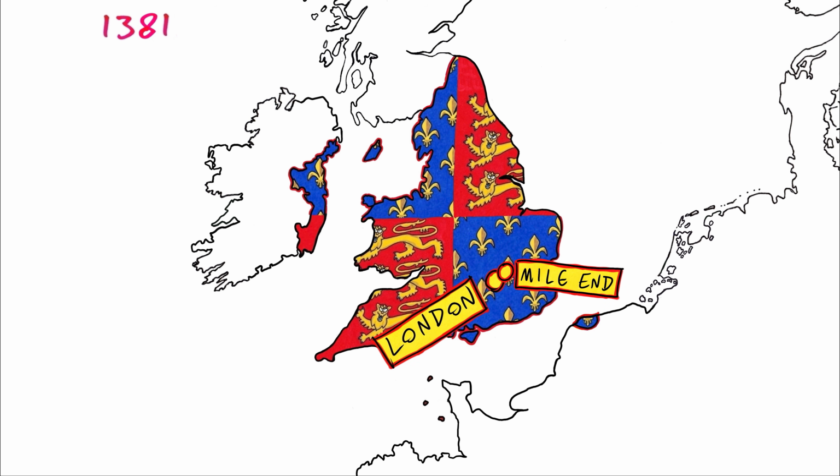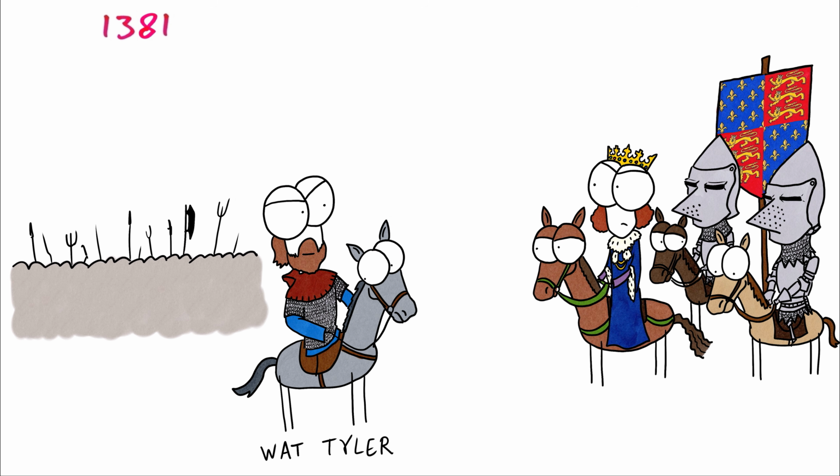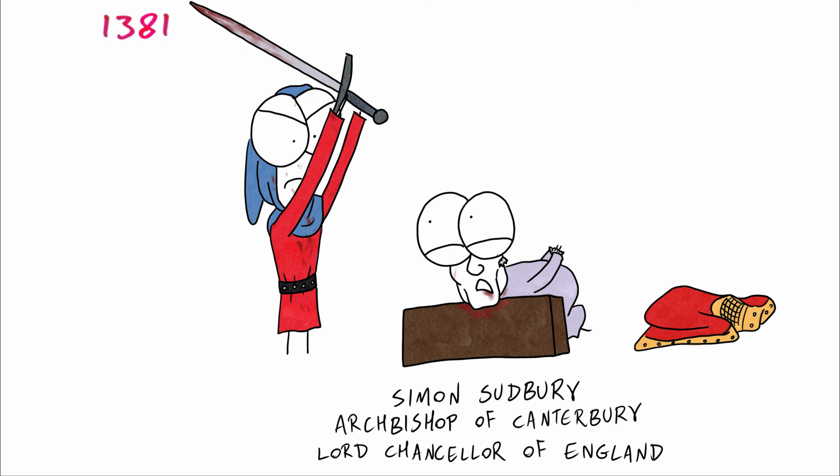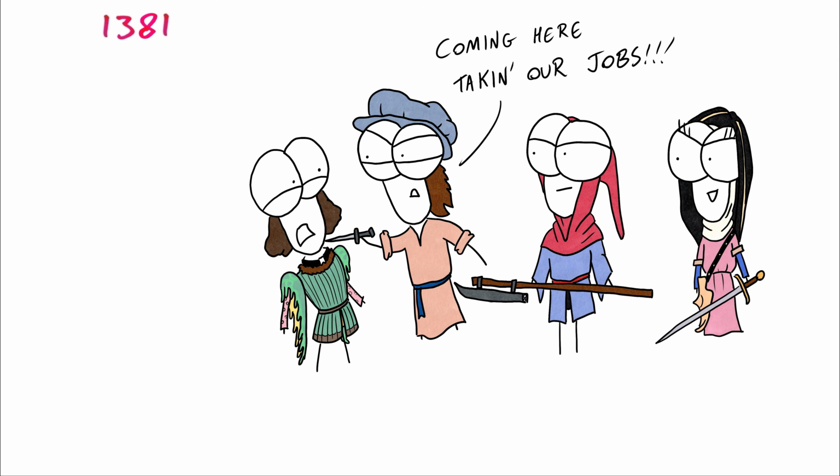Richard, now aged 14, went out to Mile End and met with the peasants and their leader, Wat Tyler, to negotiate, promising massive changes to the system. At the same time, more peasants stormed the Tower of London as its gates lay open, executing many nobles for their greed, including the Archbishop of Canterbury, Simon Sudbury, the King's Chancellor and most hated tax collector. They also went after foreigners, mainly the Flemish.